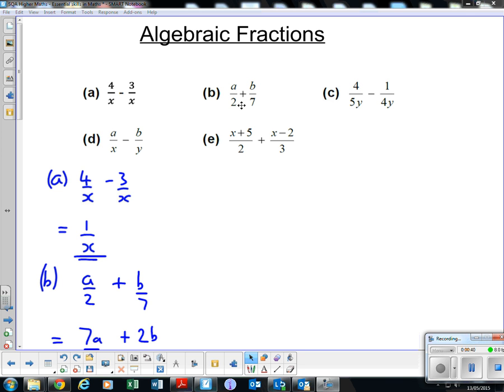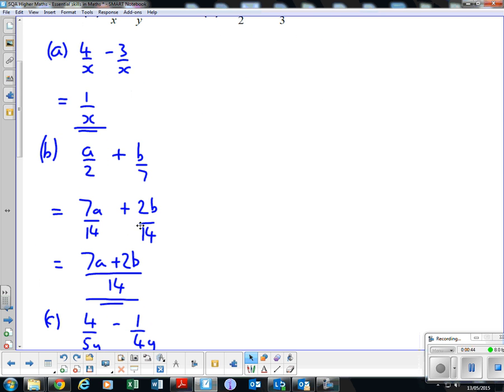Part B, a over 2 plus b over 7. So we do not have a common denominator. So we must make the 2 and the 7 into a common number. We look for the lowest common multiple of both 2 and 7, which is 14. In other words, the smallest number that 2 and 7 both divide into.